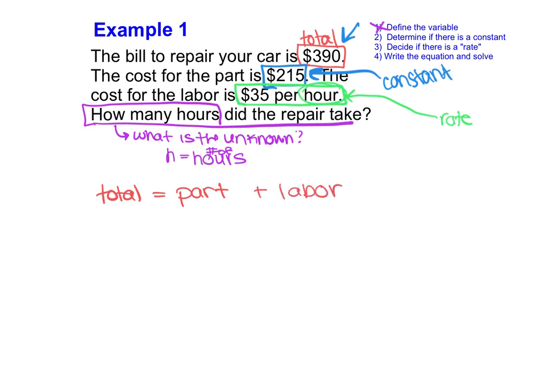Okay? So the total here, we're already given. The total here we know is $390. So let's go ahead and put that right into our equation. Our total is $390. And we know the cost for our part, which is our constant here, is $215.